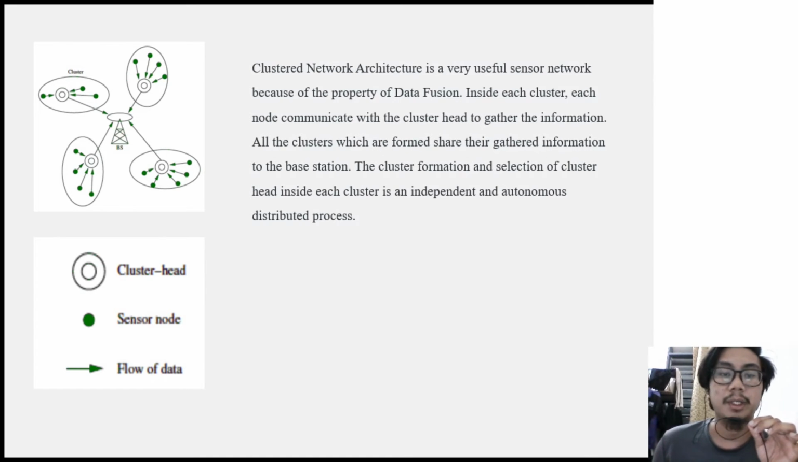Inside each cluster, each node communicates with the cluster head to gather the information. All the clusters which are formed share their gathered information with the base station. The cluster formation and selection of cluster head inside each cluster is an independent and autonomous distributed process.